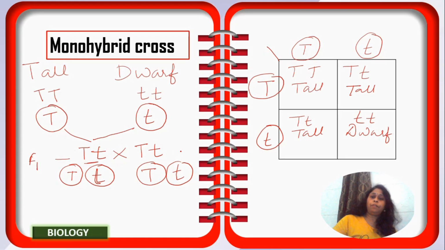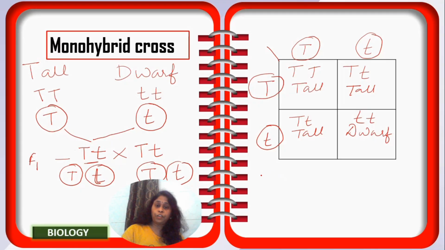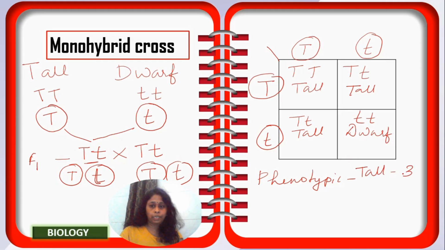Okay, now when we take the ratio, like phenotypic ratio, what is phenotypic ratio? Phenotype is the external, right? The one which we can see externally, like tall plant. Now how many tall plants are there? 3, right? And how many dwarf plants are there? 1. So what is the phenotypic ratio? It is 3:1.